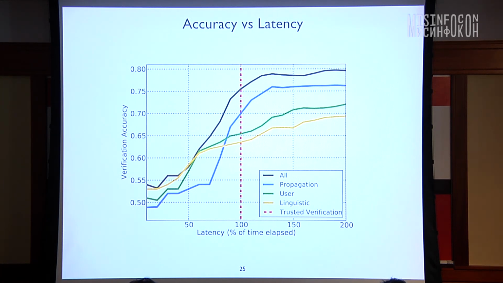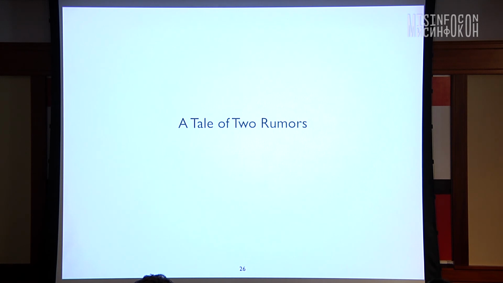The other lines here show the three different types of features that I talked about: the propagation features, the user features, and the linguistic features. It shows how much they contribute to the model. It's interesting that the user and linguistic features are really helpful in the beginning, but they kind of plateau. They don't really help much after a while, whereas the propagation features, which is the shape of the diffusion that I explained, start really helping you out later on when there's more information. So again, it's not 100% accurate, but it works pretty well.